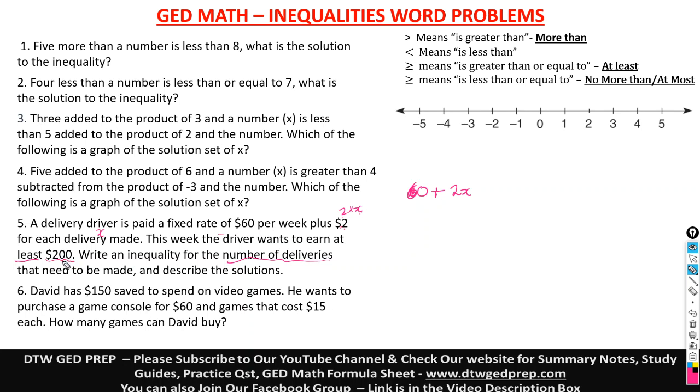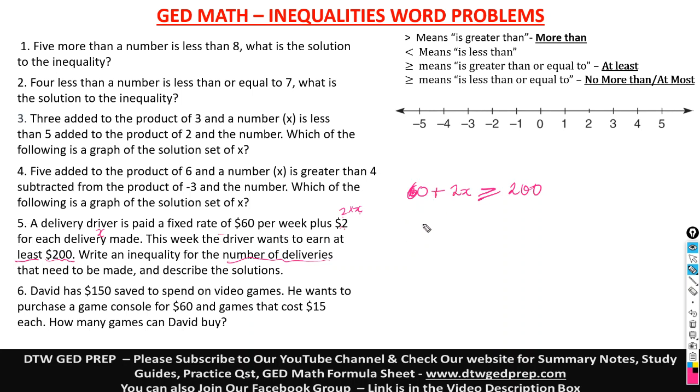So he should make higher than this. So at least in inequality is represented as what? Greater than or equal to. So at least, greater than or equal to. That is what at least means. So he is not going to end below 200. It must be at least, that's equal to 200, but it can go above 200. So greater than or equal to $200. So this is our expression.